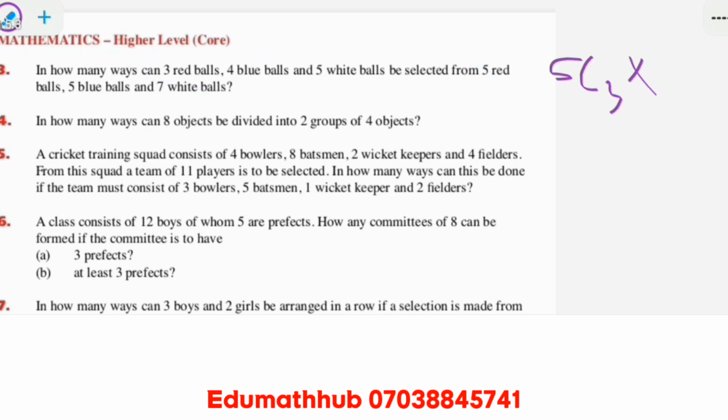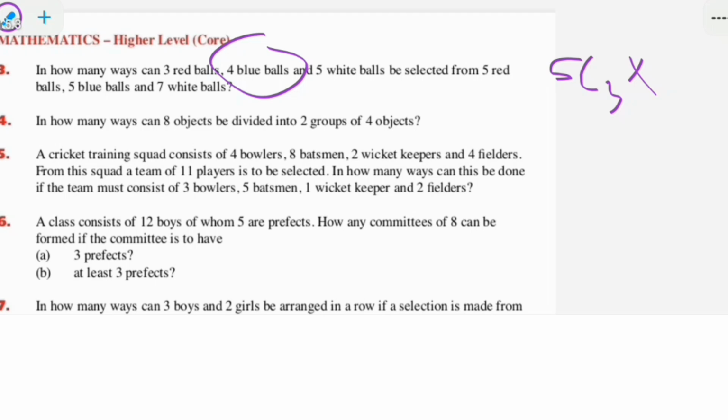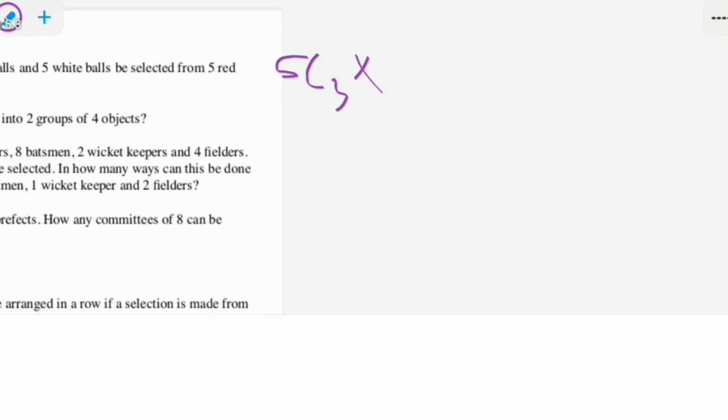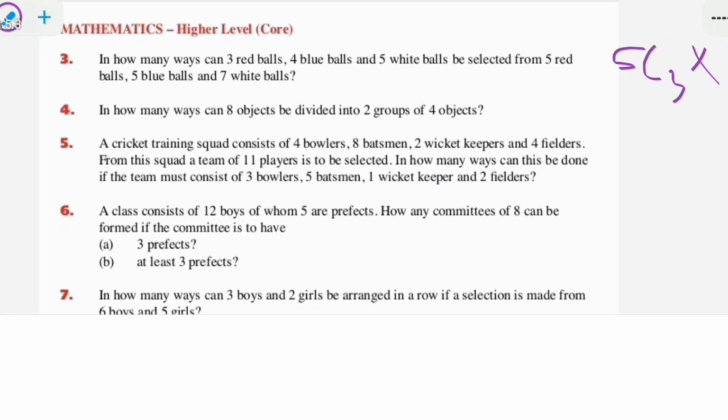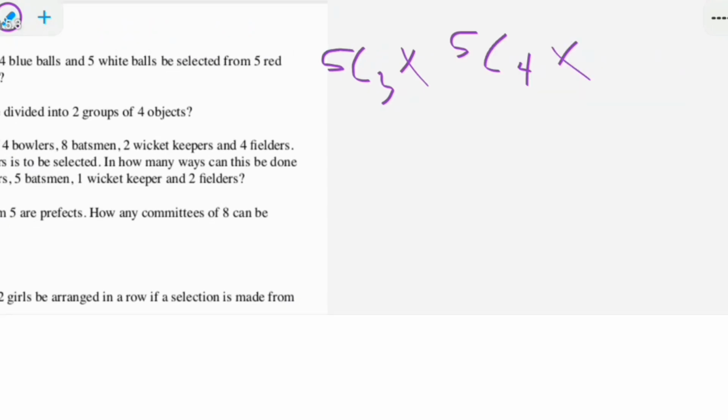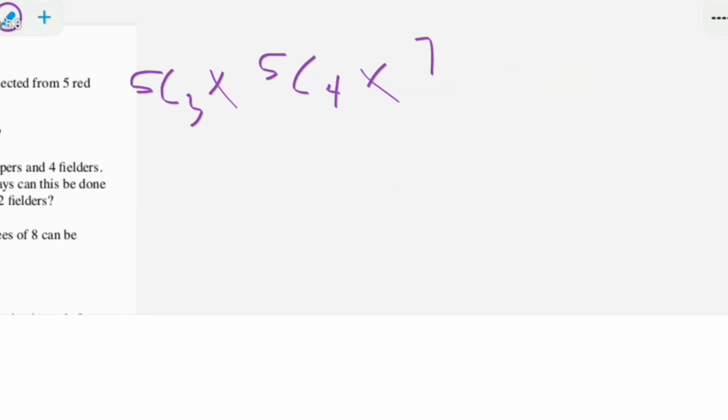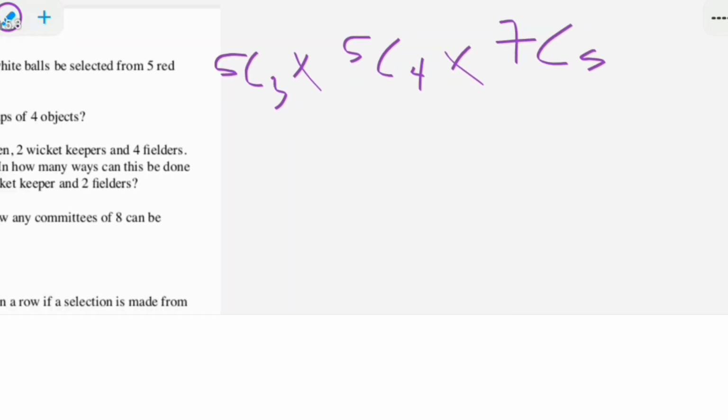5C3 times. You have 4 blue out of 5 blue. That's 5C4. This will give you 5C4 times. In the last one, you have 7 whites. You want to pick 5 whites. So 7C5. So 5C3, you press it, you get 10. 5C4 will give you 5. Then 7C5 will give you 21.